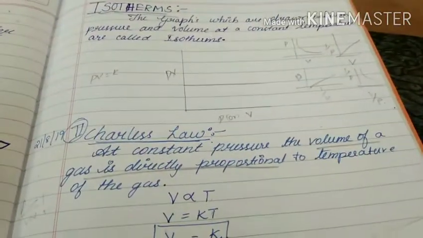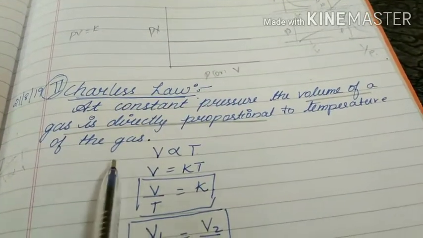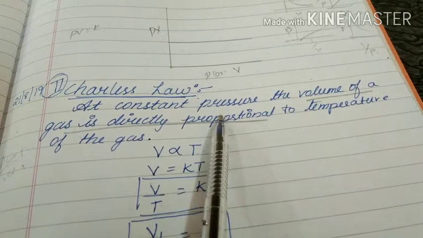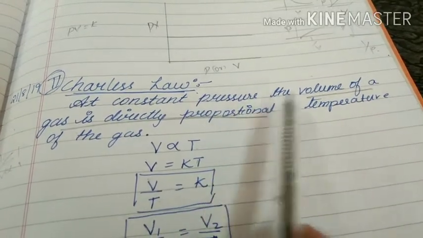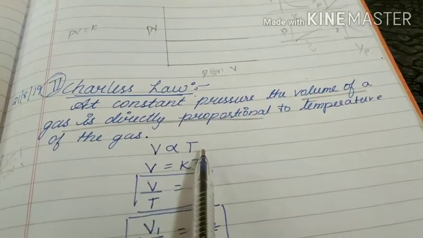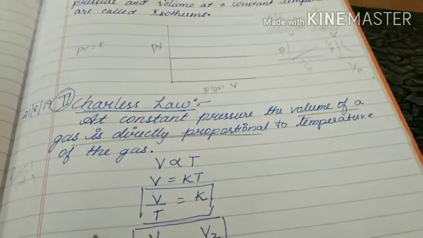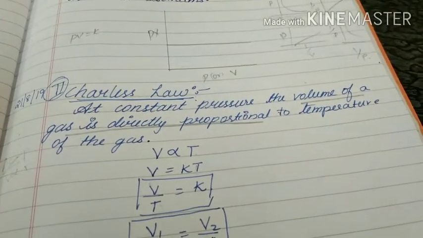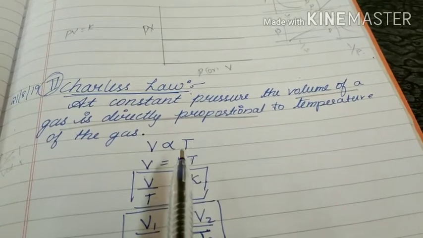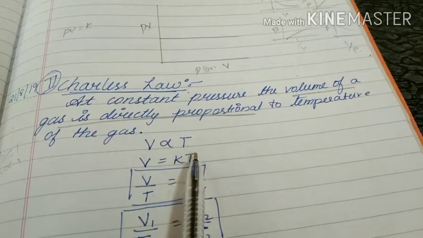Next one, the second law is Charles' law. Charles' law statement is: at constant pressure, the volume of a gas is directly proportional to the temperature of the gas. That means if temperature increases, volume also increases. In the previous case, at constant temperature, volume is inversely proportional to pressure, but here at constant pressure, volume is directly proportional to temperature.